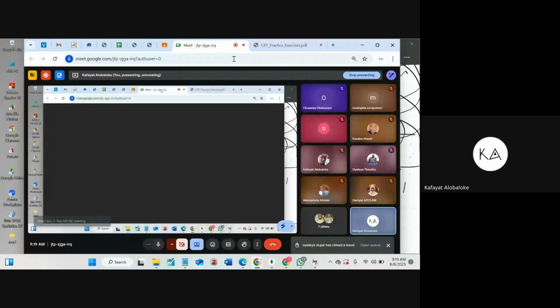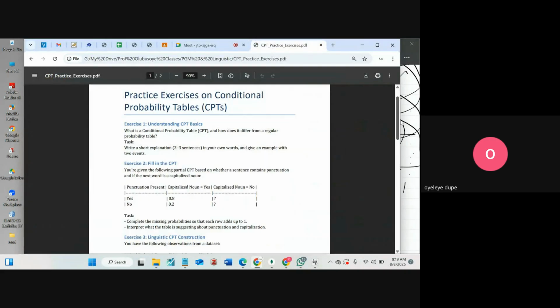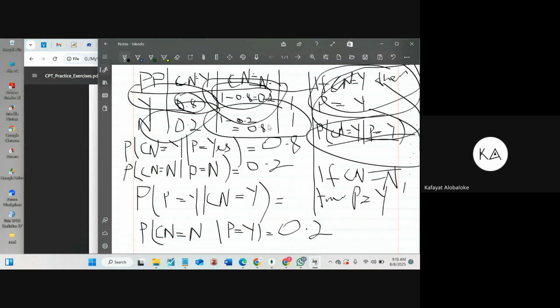Okay, who is raising up? Okay, Oyeleye, go ahead. So for the other part, it will be probability, like P into bracket, punctuation mark equals yes. Is it punctuation mark? No, capitalized noun, sorry. Capitalized, yes. Punctuation mark is the condition in this case. So capitalized noun equals to what? Yes.